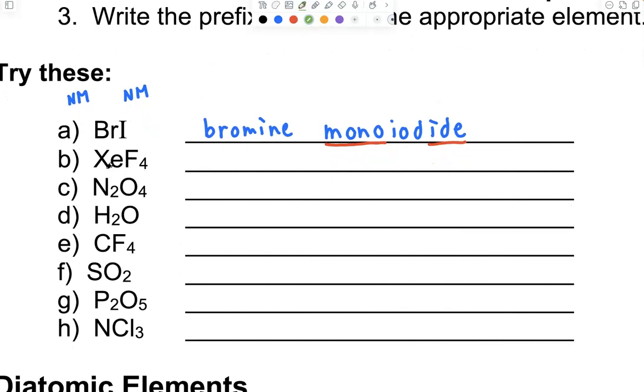If we take a look at the next one, we have xenon and fluorine. Both of these nonmetals. Since there's one xenon, we can simply just write it as xenon. Fluorine, we're going to change to fluoride because there are 4 of them. The prefix for 4, if you go back to your table, it's going to be tetrafluoride.